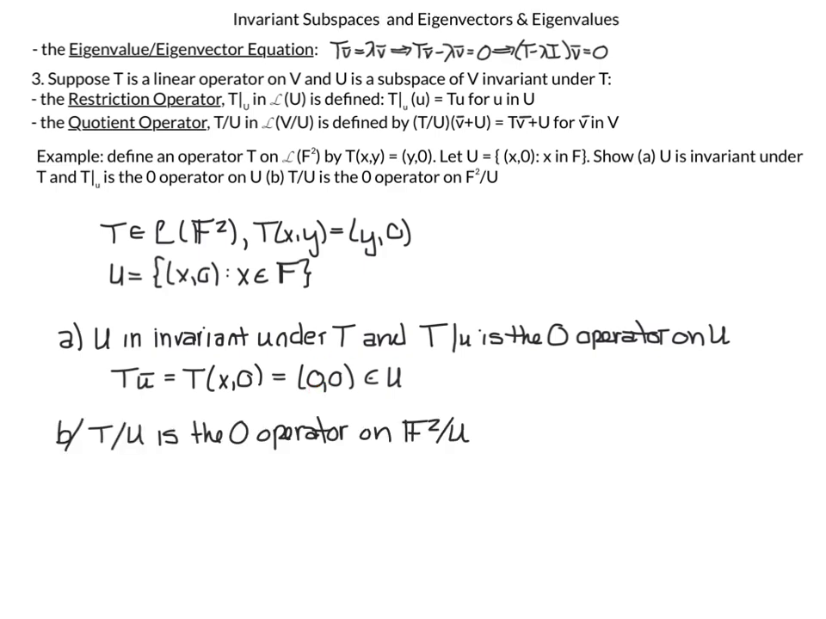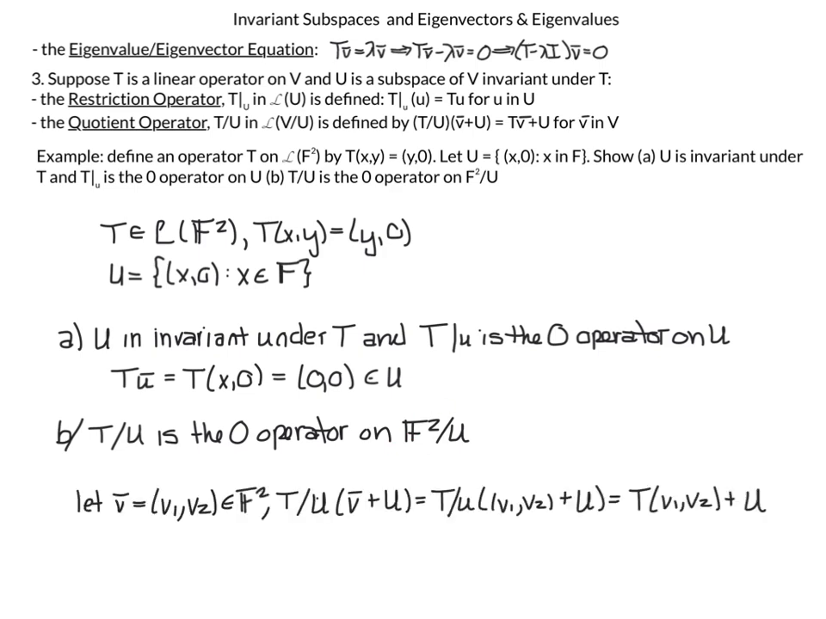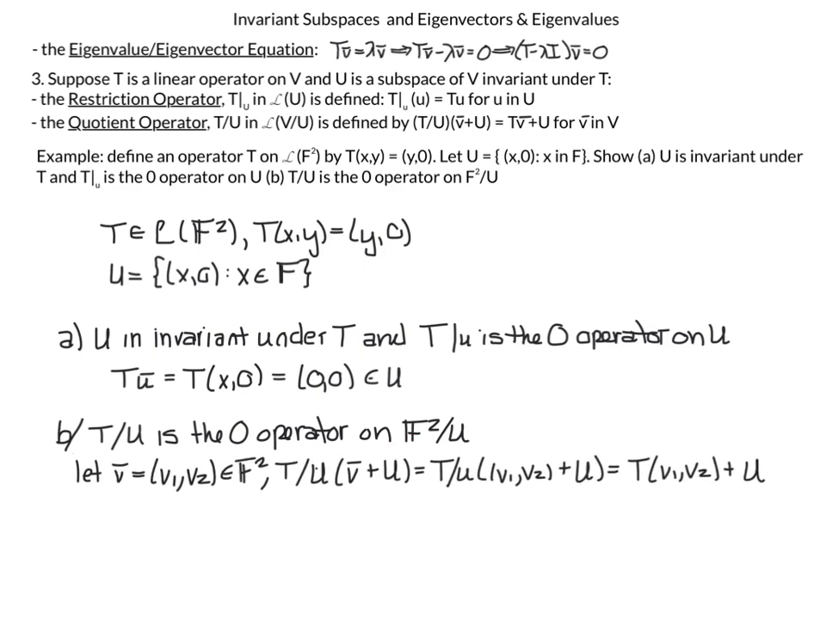Our next problem is to consider the quotient operator T over U and show it is the zero operator on F2 over U. So we want to know what T over U does to vectors in F2. For that, we're going to consider our vector v equal to (v1, v2), and that's a vector in F2. Looking at T over U of v plus U, I'm going to substitute for v, (v1, v2) plus U. Using our definition of the quotient operator, T over U of v plus U is equal to T of v plus U. So I'm going to have T of (v1, v2) plus U.